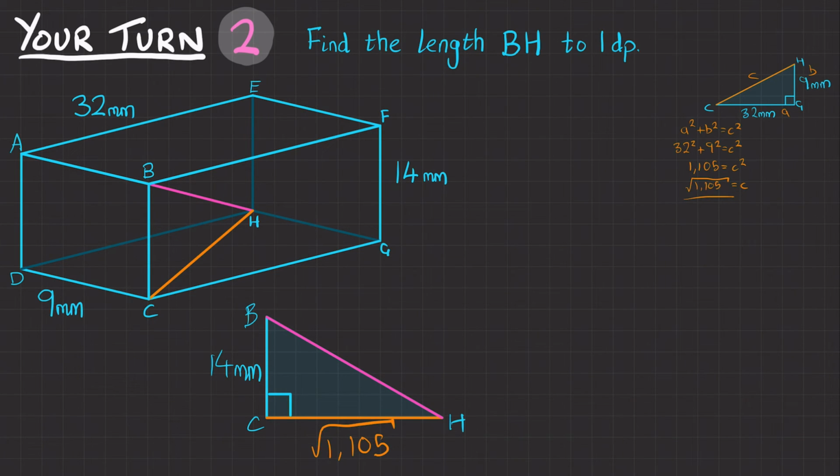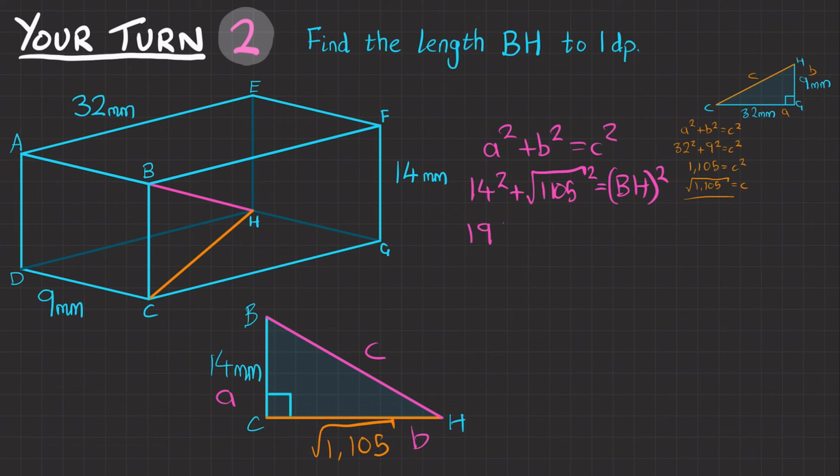Calculate the length of BH. So we've got a squared plus b squared equals c squared. Side length C, side length A, and side length B. Substituting the values, so we've got 14 squared plus root 1105 squared equals BH squared. Work it out independently, so we've got 196 plus 1105 equals BH squared. 1301 equals BH squared. Square root both sides, so we've got square root of 1301 equals BH.